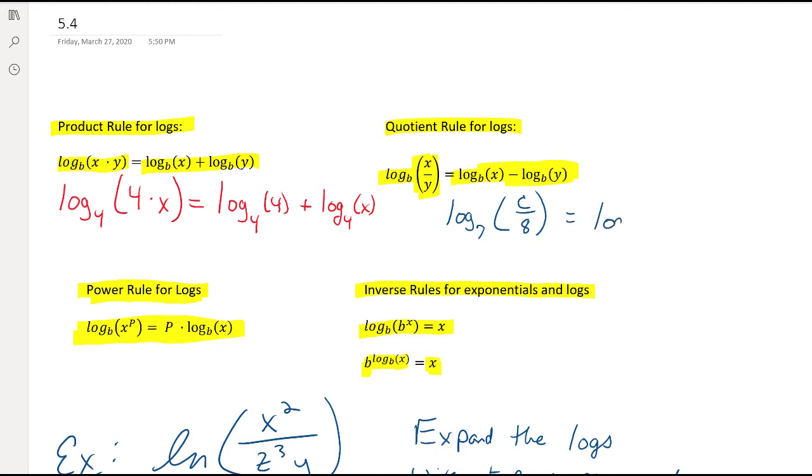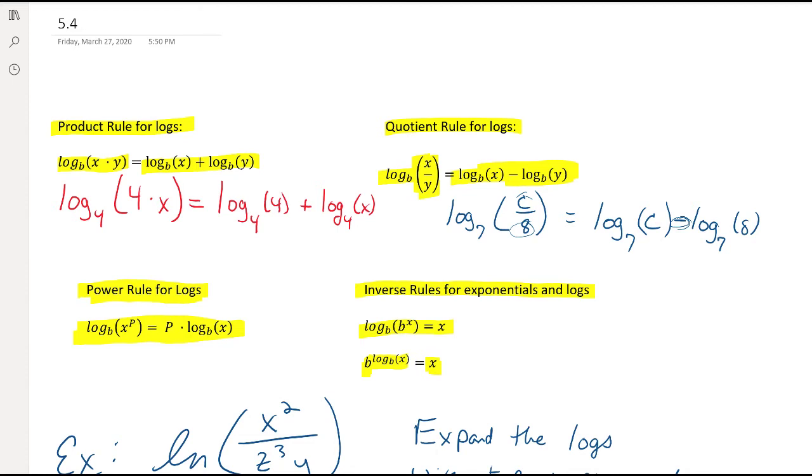Well, that would be log base 7 of c minus log base 7 of 8. Make sure I put my arguments in parentheses. Okay, put your arguments in parentheses. All right, so the only difference between these two, folks, is that notice how, go back to the quotient rule that we just did. Notice how the 8 was in the denominator, and it ended up with a negative coefficient. Right? But the c, which was in the numerator, ended up with a log that had a positive coefficient.